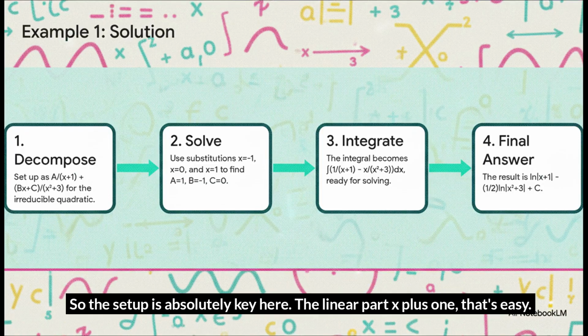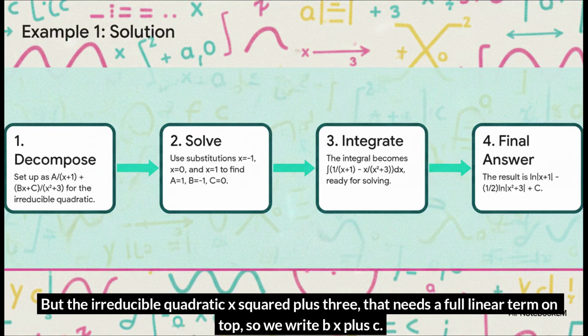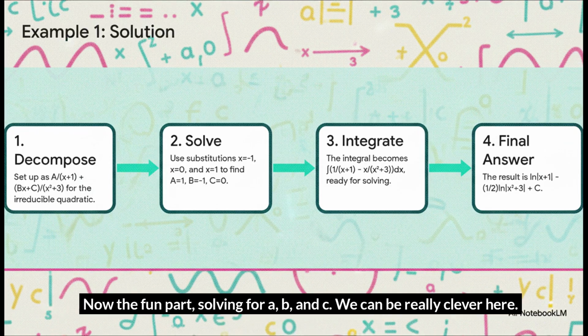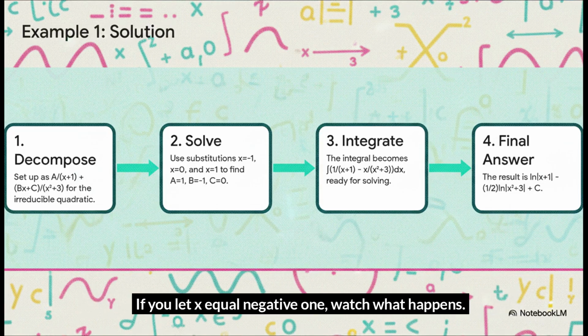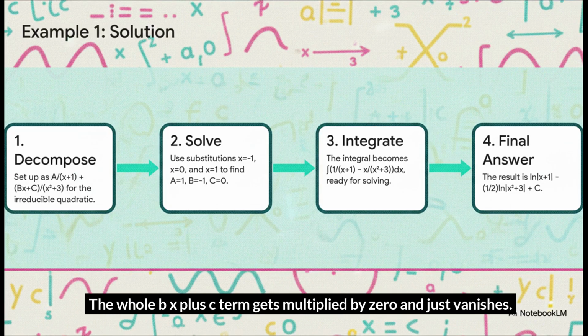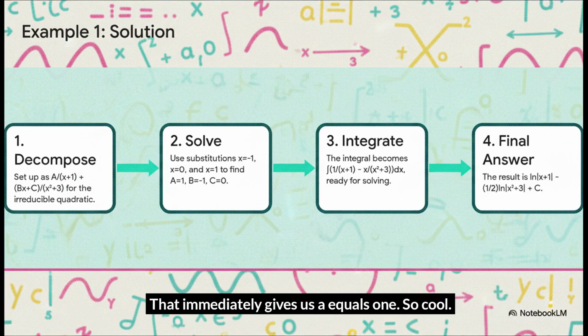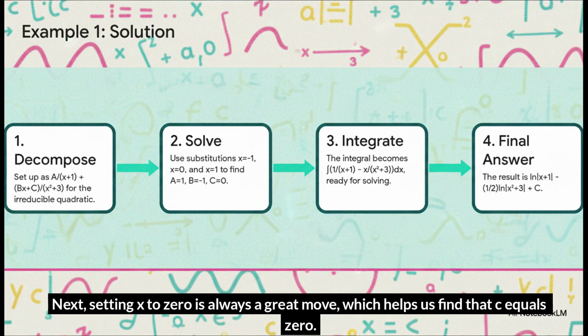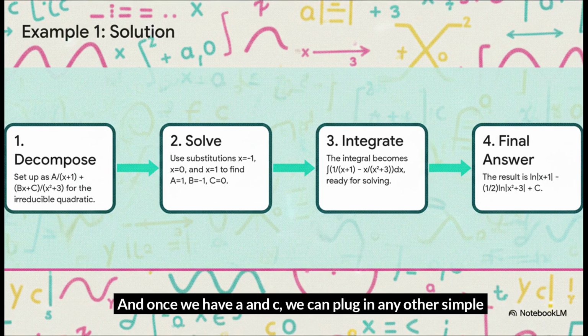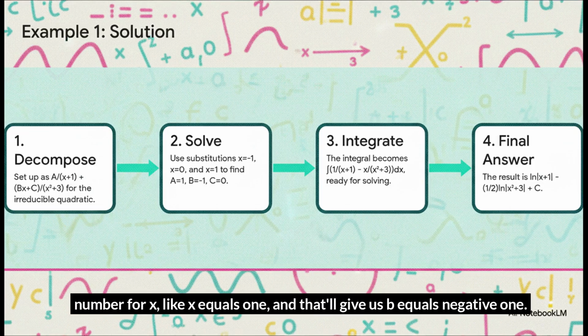Okay, so the setup is absolutely key here. The linear part, x plus 1, that's easy. It just gets an A on top. But the irreducible quadratic, x squared plus 3, needs a full linear term on top, so we write Bx plus C. Now the fun part, solving for A, B, and C. We can be really clever here. If you let x equal -1, watch what happens. The whole Bx plus C term gets multiplied by 0 and just vanishes. That immediately gives us A equals 1. So cool. Next, setting x to 0 is always a great move, which helps us find that C equals 0. And once we have A and C, we can plug in any other simple number for x, like x equals 1, and that'll give us B equals -1.